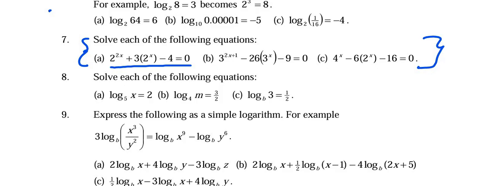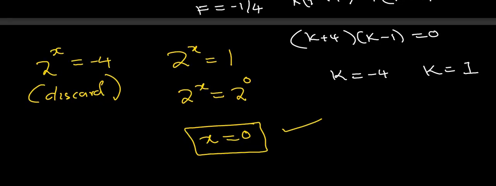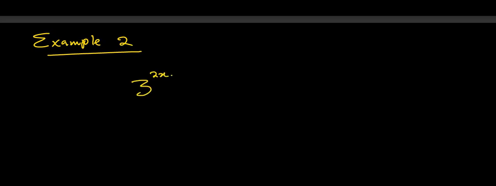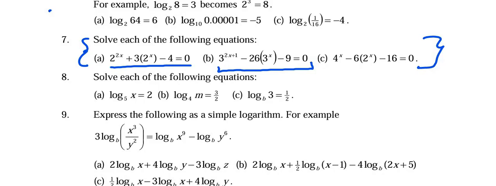Look at the next one here. This is a little bit interesting. So we're having 3 to the power 2x plus 1. I'll just copy it down here. So example 2. It's 3 to the power 2x plus 1, then minus 26 times 3 to the power x, then minus 9 is equal to 0.